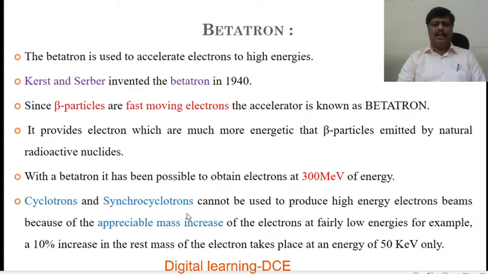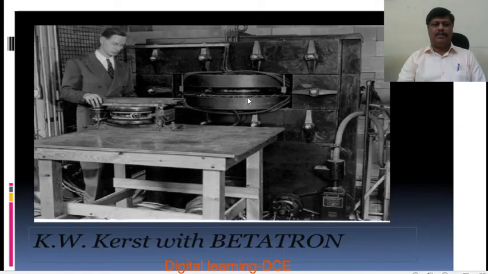Cyclotrons and synchrocyclotrons cannot be used to produce high energy electron beams because of the appreciable mass increase of the electrons at fairly low energies. For example, a 10% increase in the rest mass of the electrons takes place at an energy of 50 keV only. That is why betatron was constructed by Kerst and Serber in 1940. So this is the diagram of Kerst with the betatron.